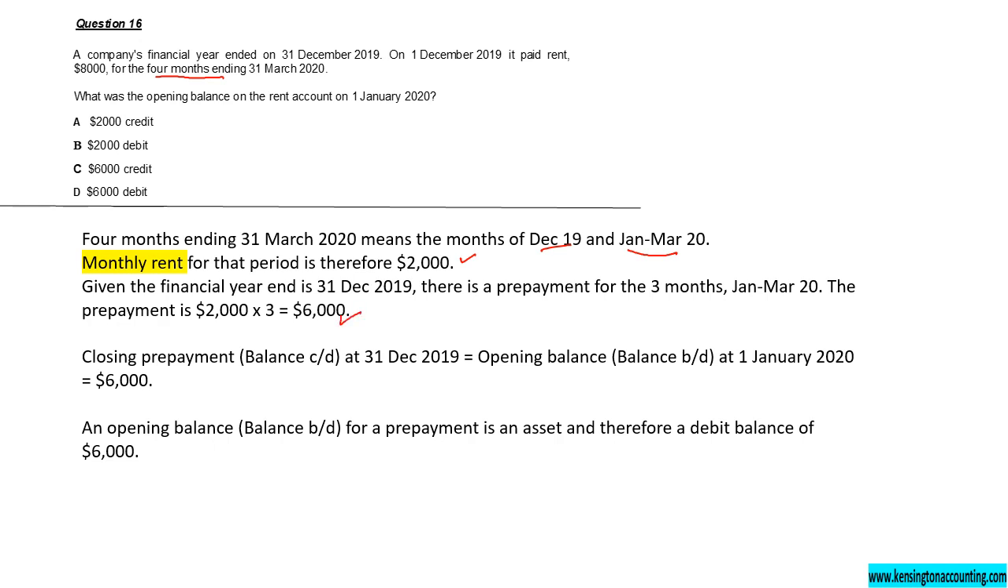6,000. Now, what is a prepayment? When we're talking about a prepayment of an expense, it is a current asset, an other receivable, therefore it is a debit balance. So the amount is 6,000 and it is a current asset, therefore it's a debit balance. Therefore, the answer is D.